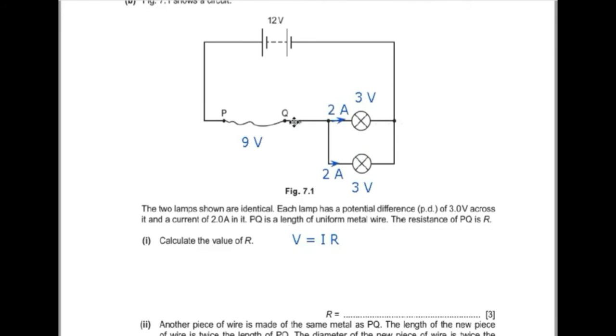Then your current, how much for the PQ? 4 ampere, 2 plus 2, parallel. So your V is 9 equals 4R. So your R is 2.25 ohm. The unit is ohm.